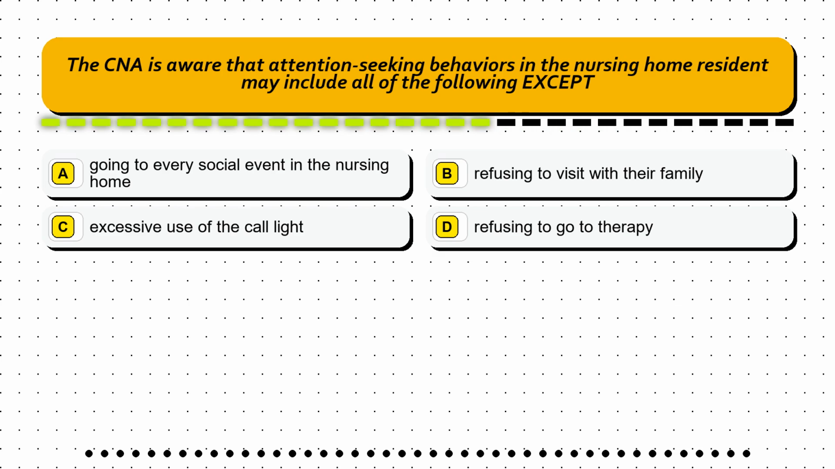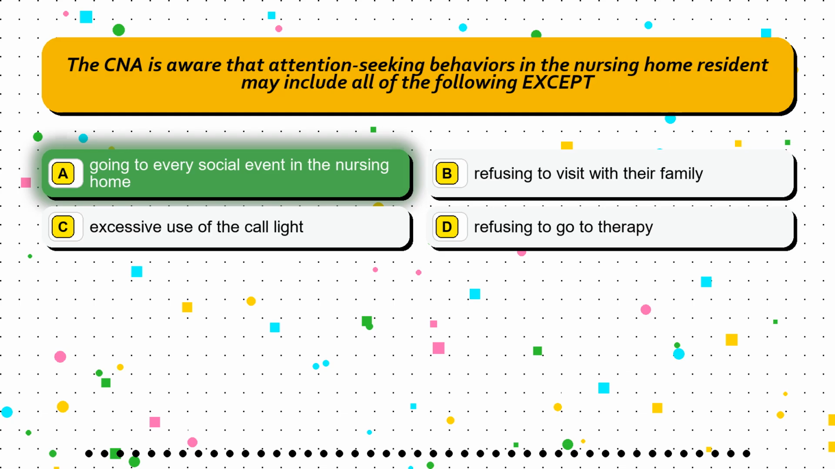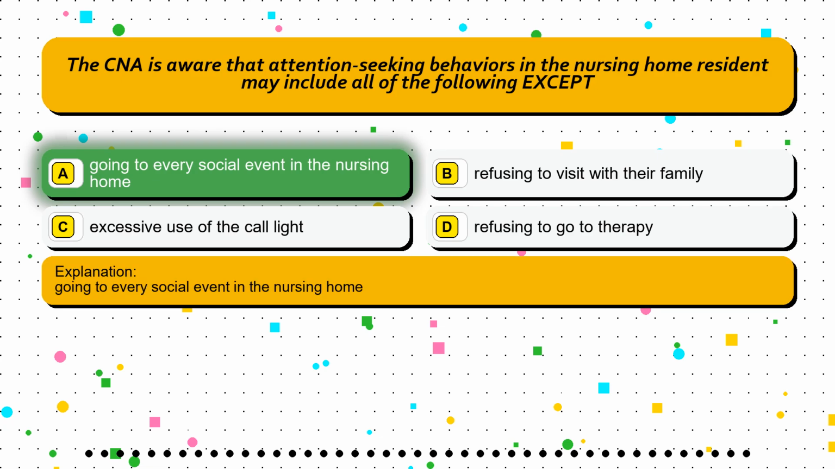Question 41. The CNA is aware that attention-seeking behaviors in the nursing home resident may include all of the following except Option A, going to every social event in the nursing home. Option B, refusing to visit with their family. Option C, excessive use of the call light. Option D, refusing to go to therapy. The correct answer is option A, going to every social event in the nursing home.